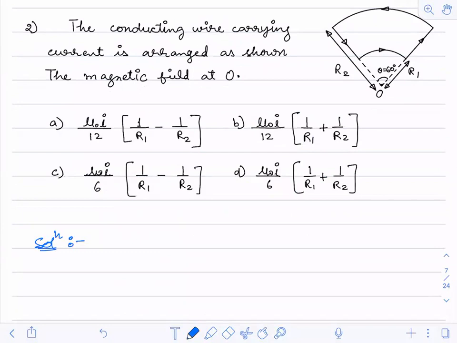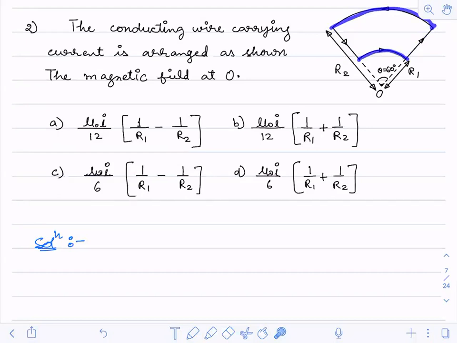So the conducting wire carrying a current is arranged as shown. I have to calculate the magnetic field at O. Due to these two wires, the magnetic field at the center will be 0. Good. Now you will have only the magnetic field due to this wire as well as this wire. These two wires are the only ones going to give you magnetic field values.